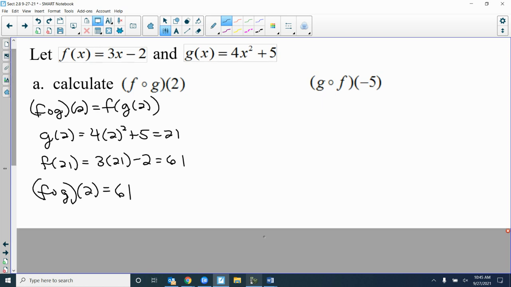All right, g of f of negative 5. g of f of negative 5 is also equivalent. I read it the same way. So it looks like that. All right, plug it in. Don't do that one under B. Do that to the right, because there's something different for B. Plug it in for f. Take that answer, plug it into g. See what you come up with.